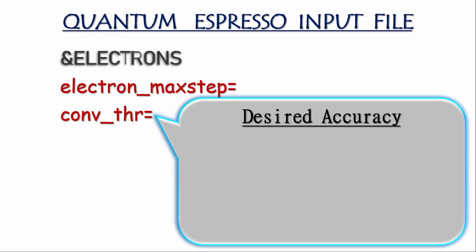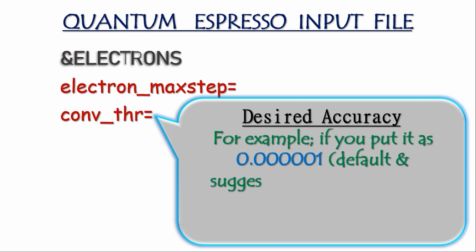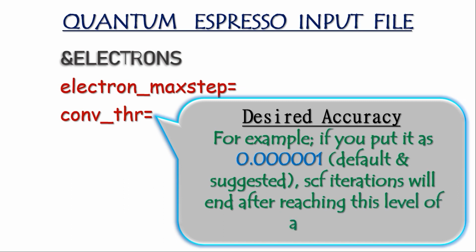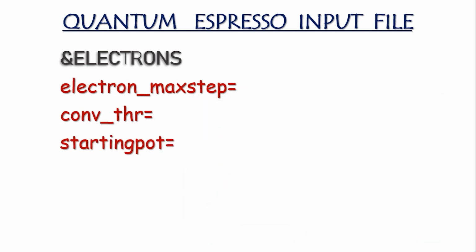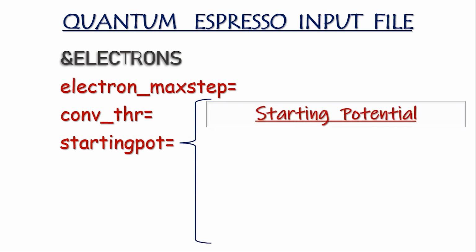In our previous option, we have defined how many steps will be there to reach the convergence. Now here we are actually defining when the code will understand that the calculation is converged. So that is the desired accuracy. For example, if you put it as 0.000001, this is actually the default and suggested also, self-consistent field iterations will end after reaching this level of accuracy. After this comes the starting_pot. This is not the starting point, remember. This is actually the starting potential.